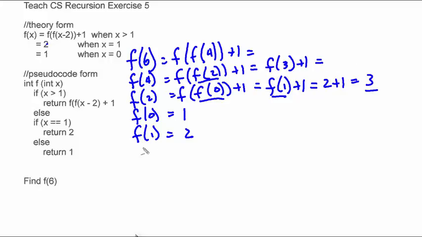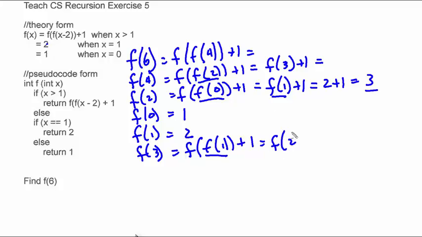But now we need to go find the function of 3. Again, greater than 1, so we do this nested call again with 1. We already know the function of 1 since we found it up here, so we can just go straight to that, and that's the function of 2. We've already found the function of 2, which is 3, so that's 3 plus 1 is 4. So the function of 3 is 4. So now we can put 4 right up here and make that 5. So the function of 4 is 5.